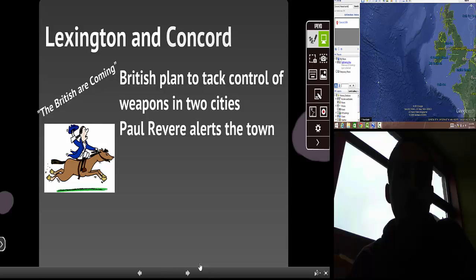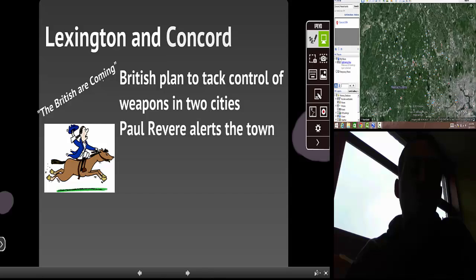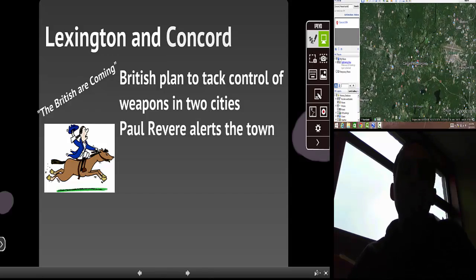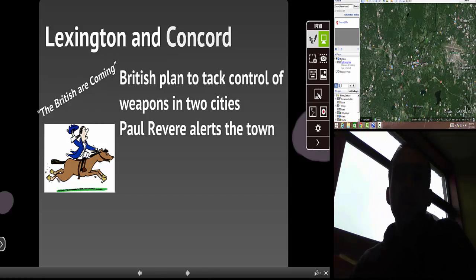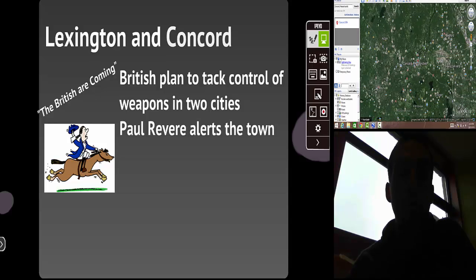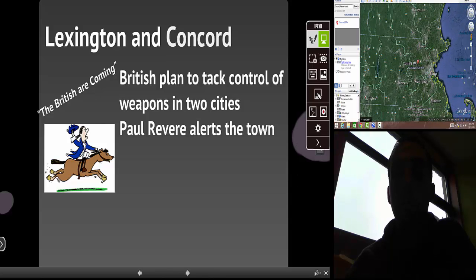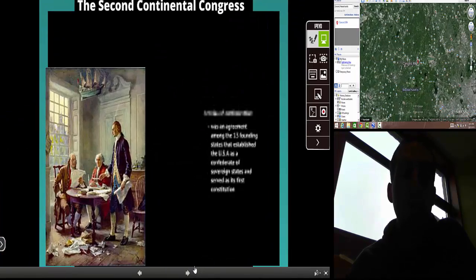So we have Lexington and Concord. This is, of course, where you see over here on this side, you got Paul Revere. The British are coming, yeah. That's that famous one. So the British plan to take control of weapons in 2 cities. So they're coming in to take control of our weapons in Lexington and Concord, which would have been crippling for the colonists to control the weapons in these 2 areas. So Paul Revere alerts the town, riding through town, 1 if by land, 2 if by sea. You remember the lanterns. So if not, we'll talk about that later.